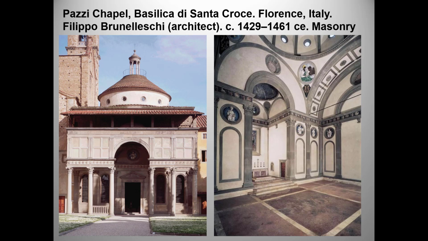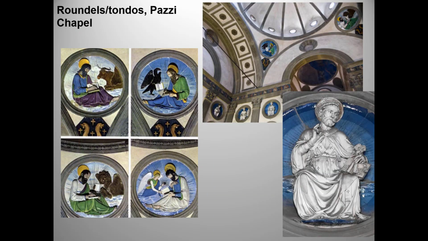Again, we see the geometrical elements, semicircles, cubes, and rectangles. And here is a closer view of the roundels or tondos. Note the four evangelists and the pendentives. By now you should recognize their symbols. And the apostles below the cornice. Who is he? Who is he? Did you catch the keys? That's surely St. Peter. Luca della Robbia sculpted the evangelists, but the apostles have been attributed to della Robbia, to Brunelleschi himself, and even to Donatello.